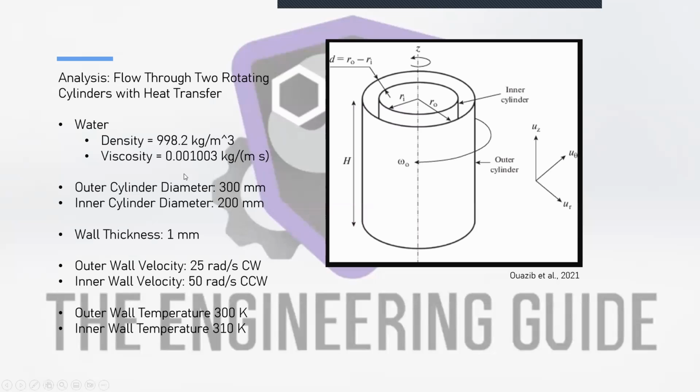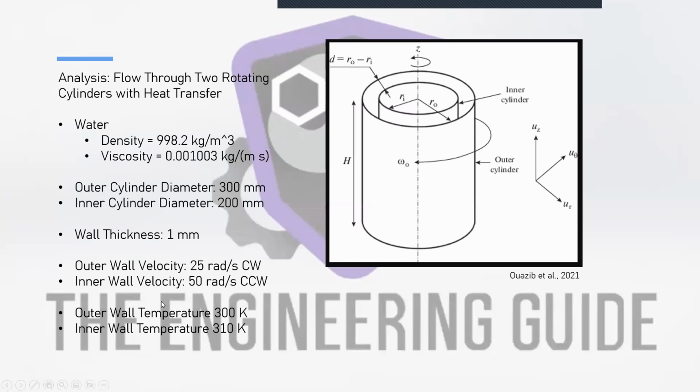For our geometry, we're going to specify the outer cylinder to have a diameter of 300 millimeters and the inner cylinder to have a diameter of 200 millimeters. The wall thickness is going to be set at 1 millimeter for each of the walls of our cylinders, and this is going to be important for the heat transfer component of the simulation.